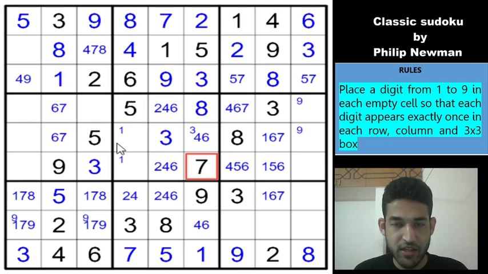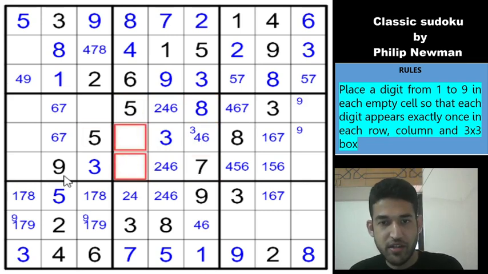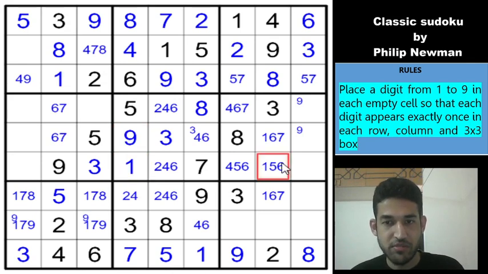So 3, 5, 7, 8. These two cells must be 1 and 9, and there is a 9 here. So this is a 9 and this is a 1. So which means this is not a 1, this is 5 and 6.